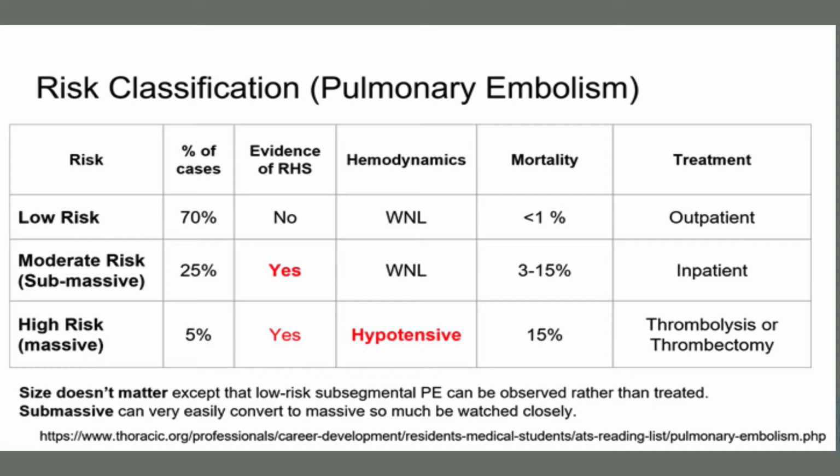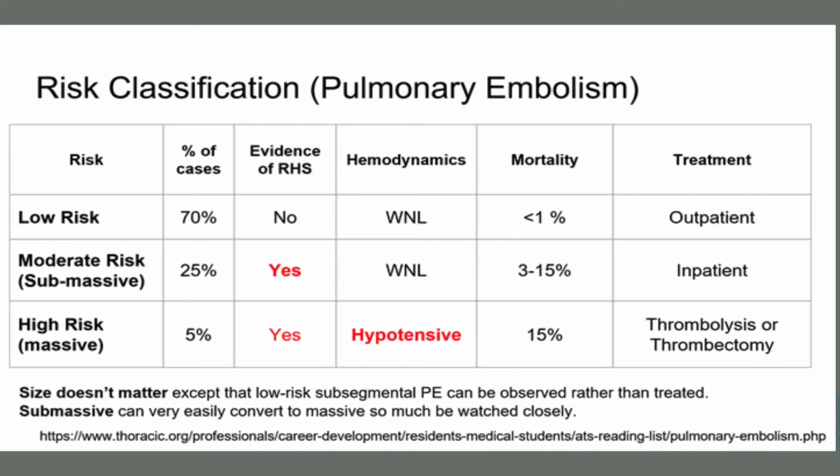A submassive PE does have evidence of right heart strain, whether it's a troponin leak or right heart strain on EKG and echo. These patients are a little more worrisome because they can turn into high risk or massive PEs. So these patients are usually admitted to the hospital for monitoring. Finally, high risk or massive PEs are worrisome. They have evidence of right heart strain and also have hemodynamic instability with hypotension. These often require systemic or catheter-directed thrombolysis or surgical thrombectomy, thrombus removal. These are very sick patients.